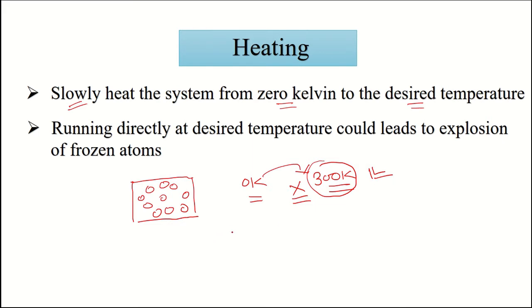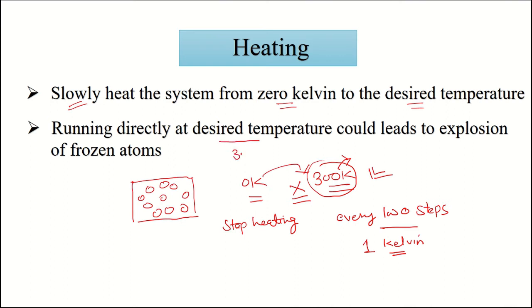So what you can do is step heating. For every 1000 steps you can increase the temperature by, let us say, 1 Kelvin. That's how you have to reach 300 Kelvin. Otherwise, running directly at the desired temperature, let us say 300 Kelvin, could lead to an explosion of the frozen atoms, because initially the system is at 0 Kelvin. It's like if you have dry ice, and you put it on a hot frying pan. You can imagine what could happen. So to avoid this we do step heating.